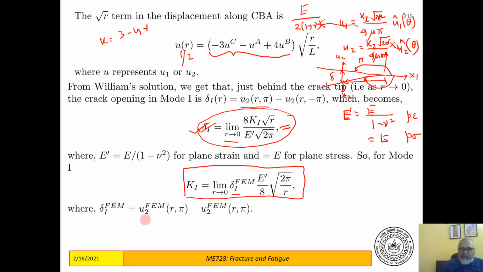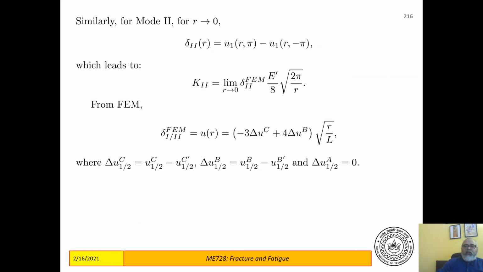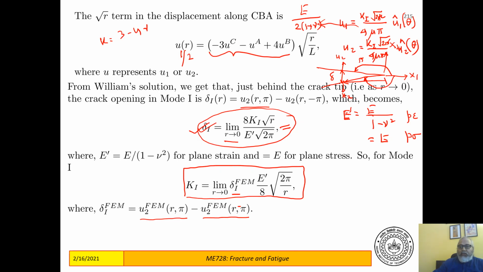How would you find it? You would find it by taking U2 FEM at R, pi and U2 FEM at R, minus pi. I'm sorry, there is an error here. Once you do this, you can see that U2 is dependent on root R, which means that it will cancel with this root R, and the limit of this will exist.